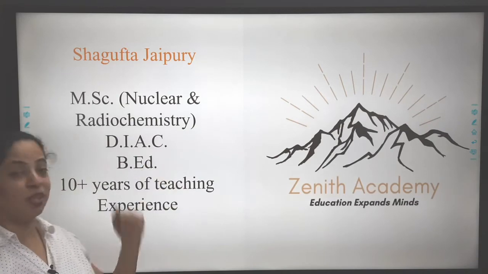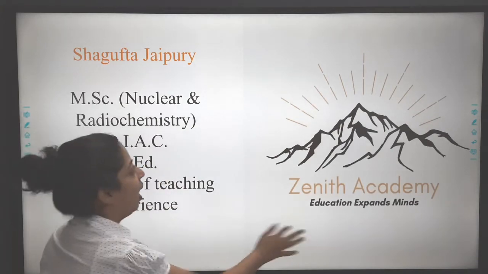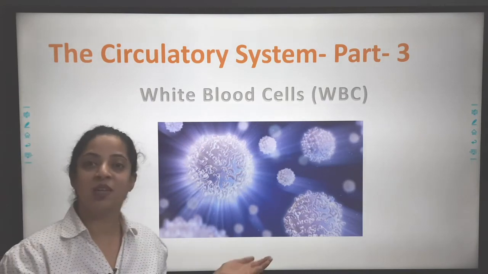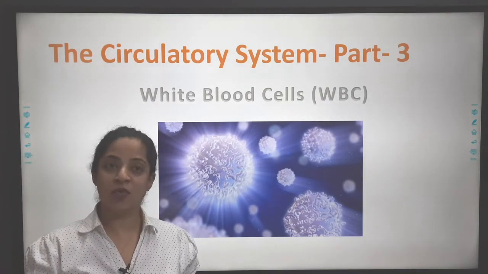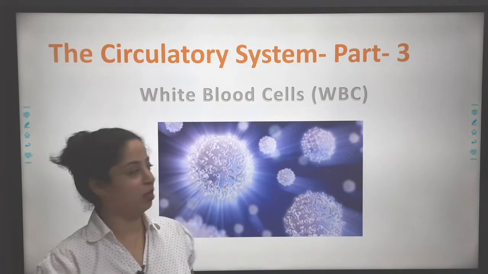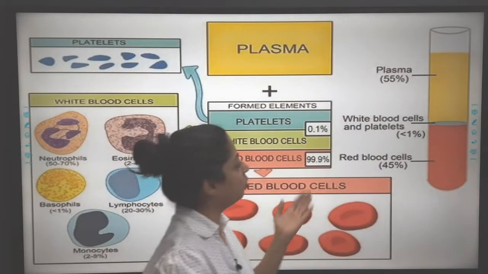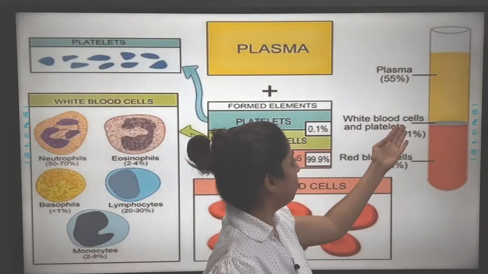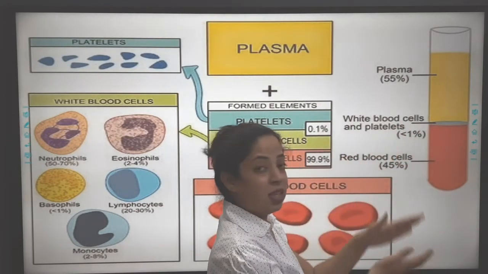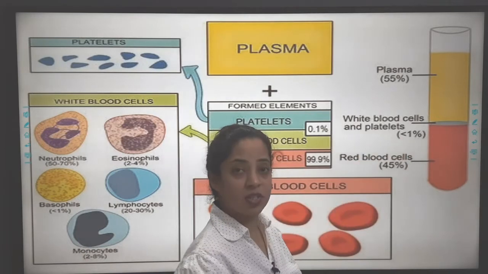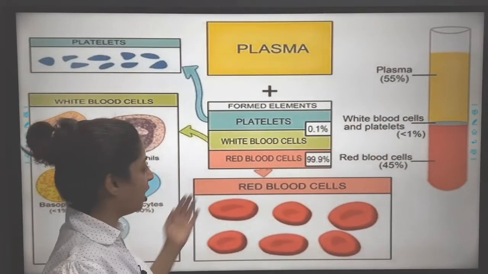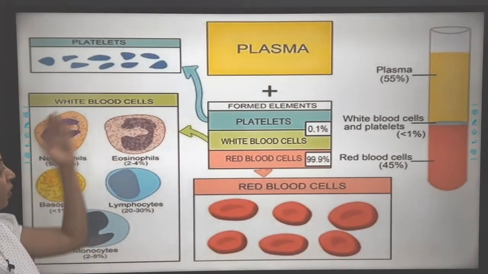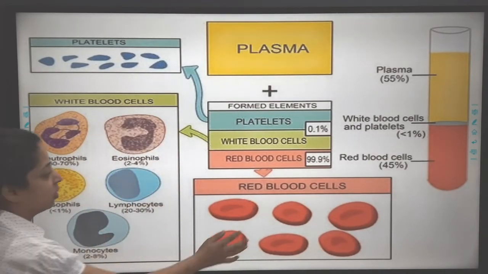My name is Shagufta Jaipuri and today I'll be teaching you part 3 of the circulatory system, that is the white blood cells. This is for ICSE class 10 curriculum. Students, we already know the composition of blood from our part 1 and we know that white blood cells and platelets together constitute less than 1% of the blood. In our last lecture, we had studied in detail about red blood cells and today we are going to study about white blood cells.